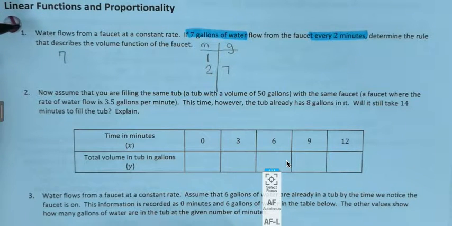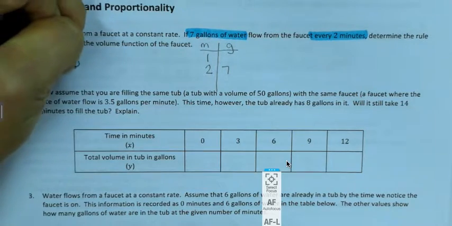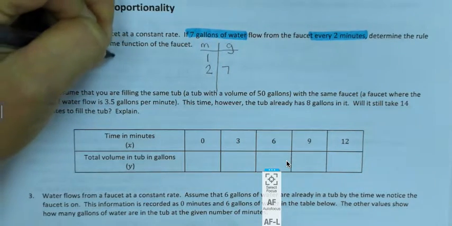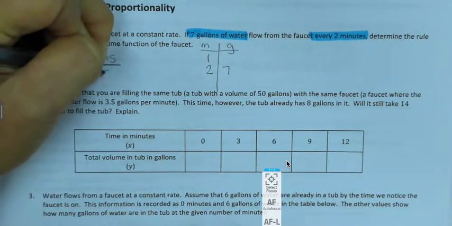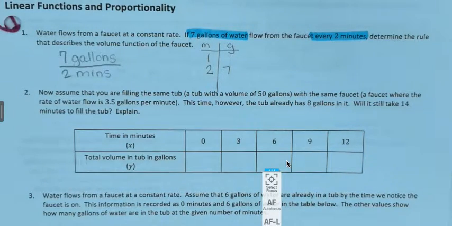Using the variables. The variables are the words that we're talking about. The story. 7 gallons for every 2 minutes. Okay? So we've got 7 gallons every 2 minutes.